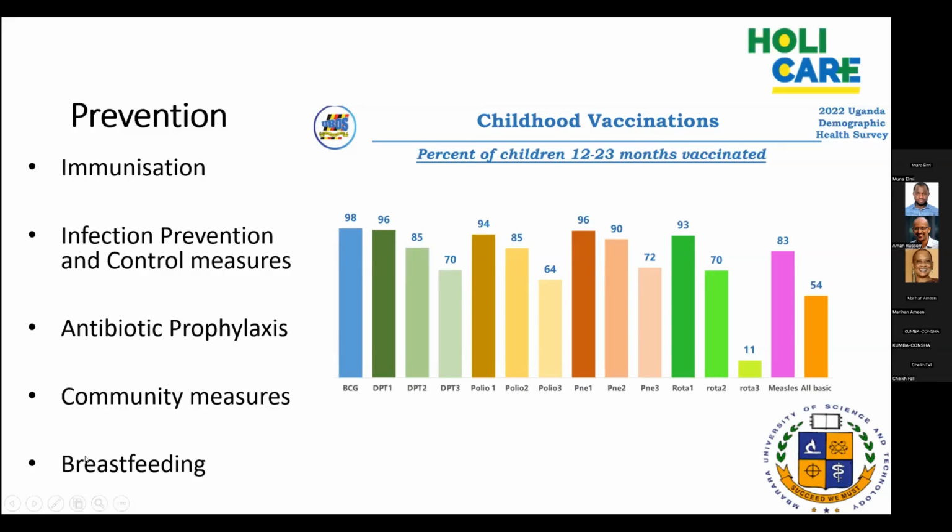I don't want to go without mentioning breastfeeding, where our completion rates of exclusive breastfeeding up to 6 months is still a challenge. And so many children are not really being breastfed exclusively for 6 months, but also they are being weaned much earlier than the recommended 18 to 24 months by WHO. And yet breastfeeding is well known to be very protective against these respiratory illnesses.